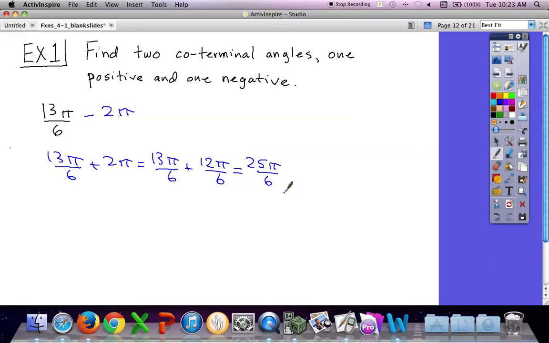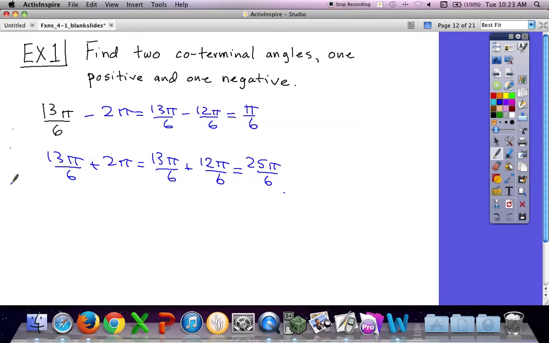That could certainly be a coterminal angle, and it could be the positive angle. Okay. How would we find the negative angle? I mean, we could subtract 2 pi. Go around the circle the opposite way to find the negative, right? If I do that, that's going to be 13 pi over 6 minus 12 pi over 6, which is pi over 6. That's not negative.